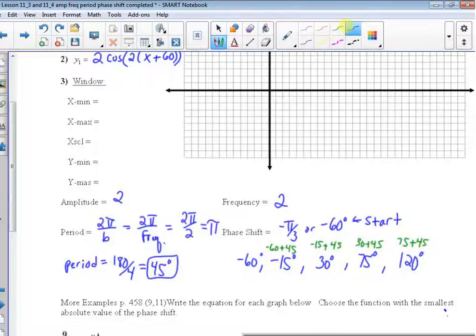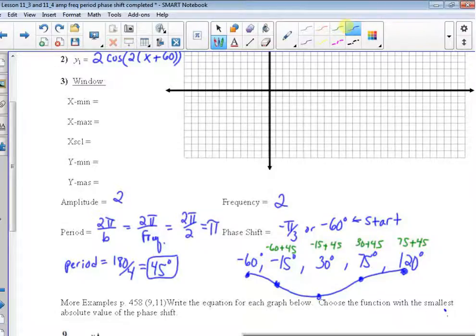So when I go to graph this, okay, this is going to be the high point, then I'm going down, going back up, and up to the top. So this is what my cosine curve is going to look like. And these values are the degree values where those key points are located.